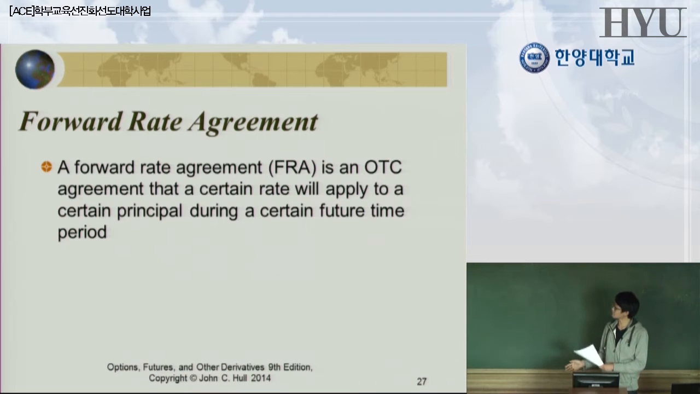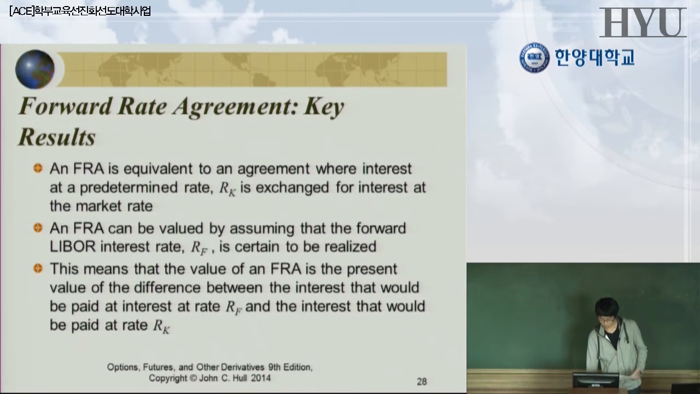FRA means forward rate agreement. It's traded in the over-the-counter market. It's an agreement that a certain rate will apply to a certain principal during a certain future time period. So it means that the traders predetermine the future forward rates now, and then get profits from the difference between the real future forward rates and the estimated future forward rates.